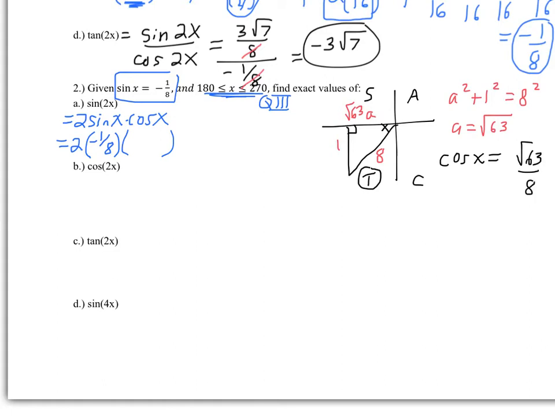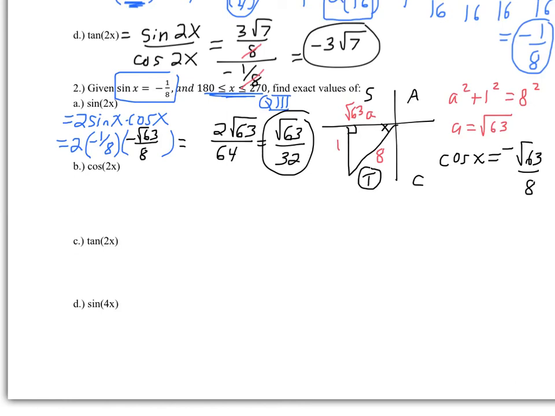But don't forget, cosine is also negative down there, so we're going to make that negative. So I'm going to go back over here and write in -√63/8. Let's multiply across. We're going to have a negative times a negative, so that's just going to be a positive. 2 times the square root of 63 all over 8 times 8, which is 64. Let's reduce this. I can divide 2 into that 64, so my simplified answer would be the square root of 63 over 32.